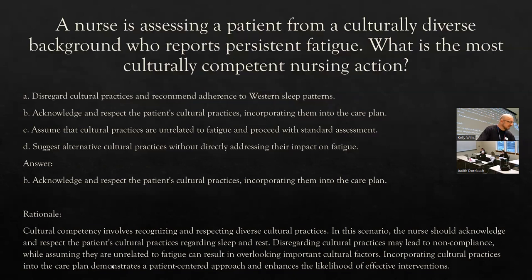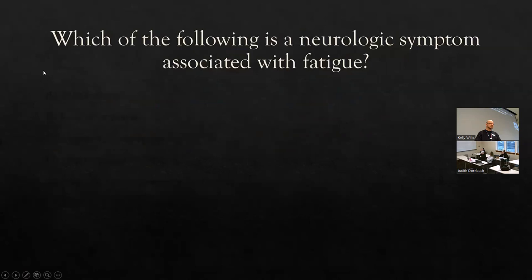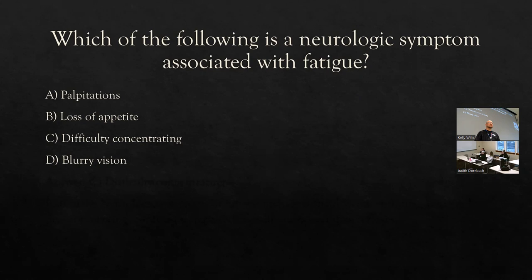We have lots of C. Okay, we have a decent amount of time. All right, I'll let you read that. Then we'll go to the next one. Okay. So the following is a neurologic symptom associated with fatigue. And the key words, neurologic symptom. Which one? Oh, great. Let's see. Everybody agree? Yep. Yeah, it's palpitations, loss of appetite, and blurry vision, or more on the physical side of things.